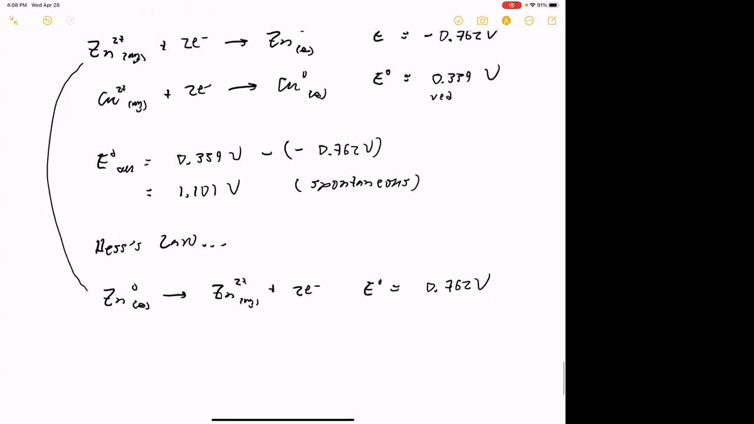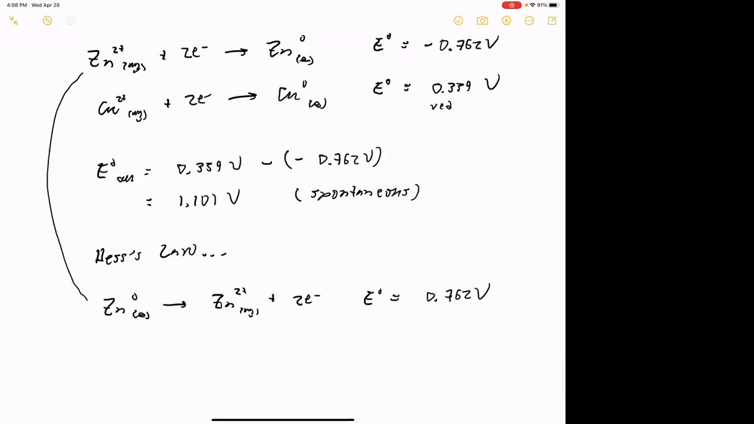Now, do I need to do anything with the copper reaction? No, it's the reduction reaction, so I'm just going to leave it as it is. That's Cu2+, I'm just going to leave the aqueous out, plus 2 electrons going to copper metal. Now, do I need to change the sign on that E0? No, because I'm writing it exactly the way I found it in the table. So that stays positive.